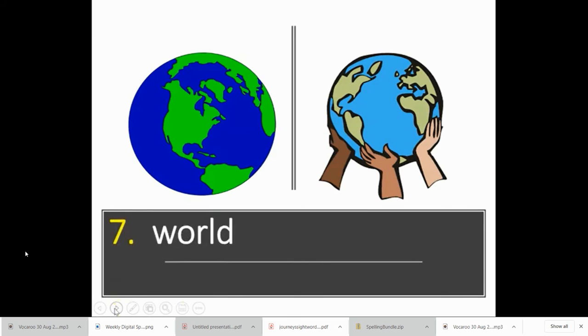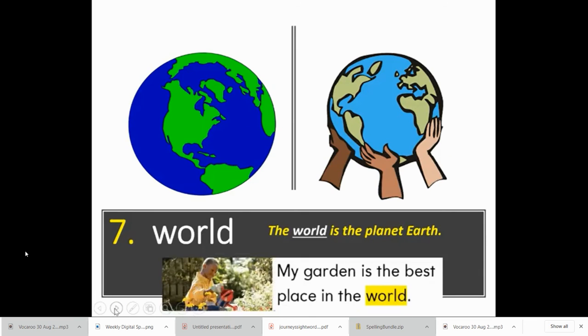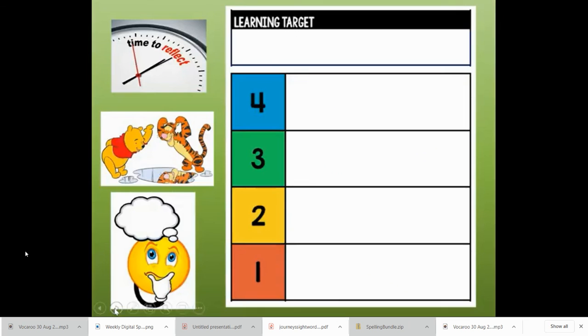Our vocabulary word is world. The world is the planet Earth. Both pictures show the world. My garden is the best place in the world. How do we use the word world? His family lives in another part of the world. In what part of the world is your city? The vocabulary word is world.